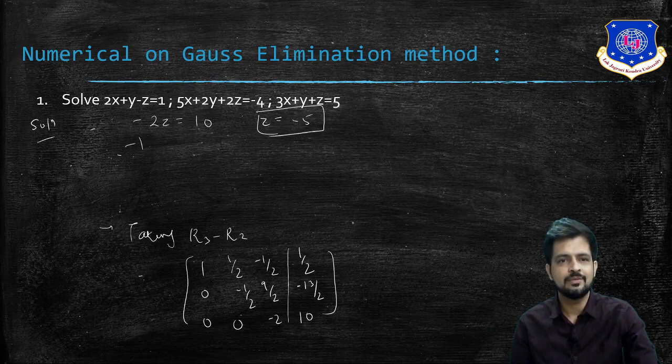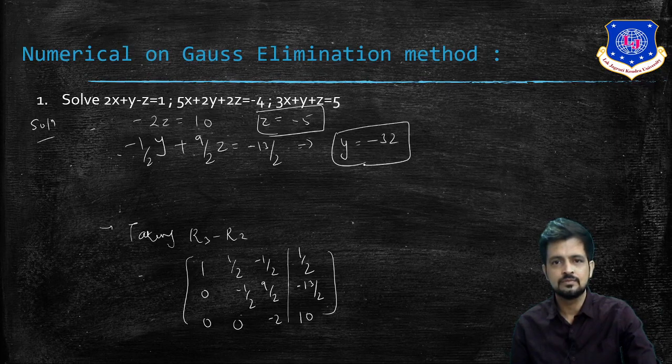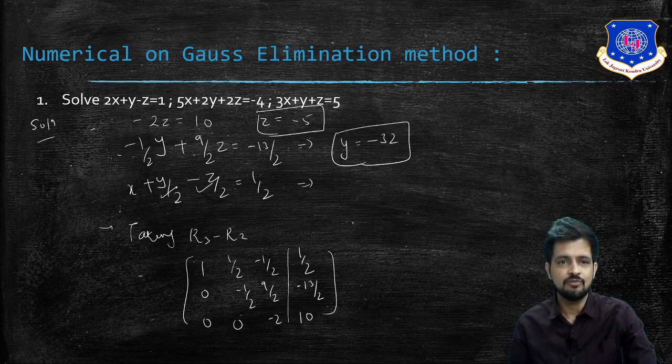My second equation can be written as minus 1 by 2 y plus 9 by 2 z is equal to minus 13 by 2. And this will give me the value of y as minus 32. And the last, x plus y by 2 minus z by 2 is equal to 1 by 2. After solving this and placing the values of y and z, you will get the value of x. What is the value of x? See, the value of x is 14.